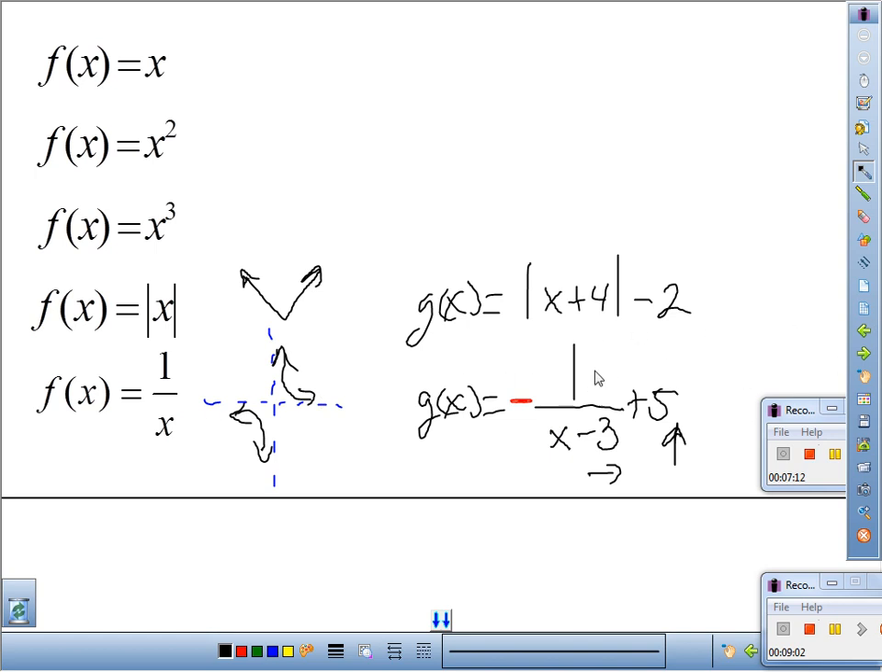Victor, help him out. 4 to the left and 2 down. Hands if you agree with that. That is correct. From there we go to a cubic function.